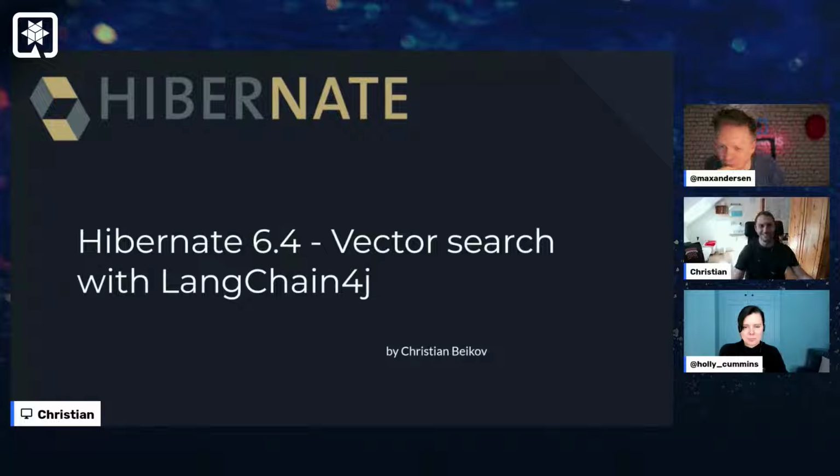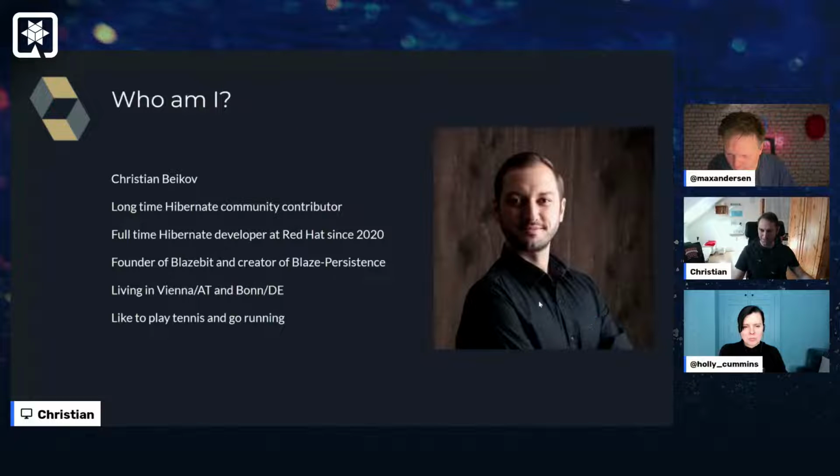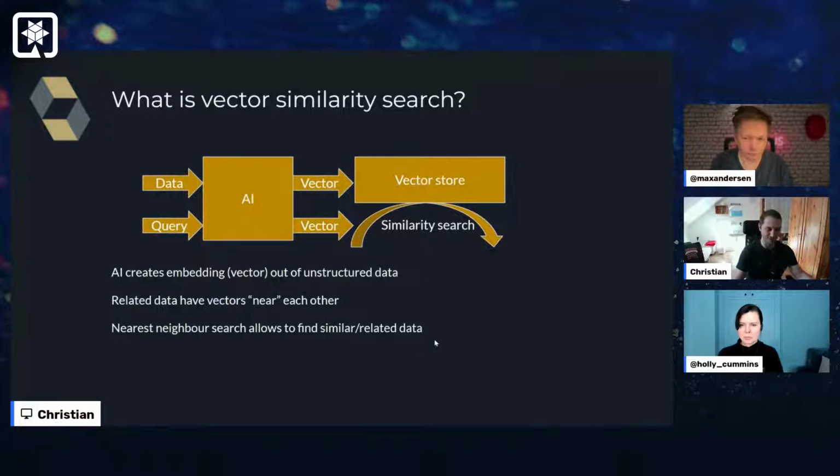So, thanks, Max. Hi everyone. Today I'm going to talk about vector similarity search with LangChain4j and Hibernate ORM 6.4. So, a small introduction. I'm Christian, living in Vienna, Austria, and Bonn, Germany, and I like to play tennis and go for a run from time to time. I'm the founder of PlaceBit and creator of Place Persistence and have been working for Red Hat since 2020. Before that, I was a long-time community contributor for Hibernate. So let's dive right in.